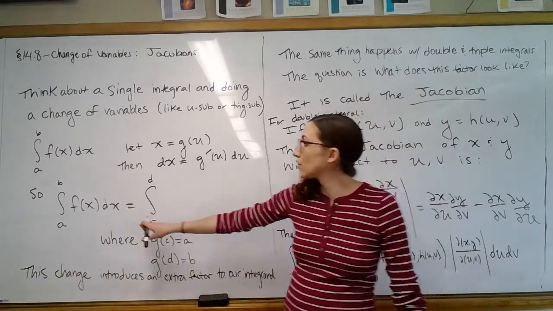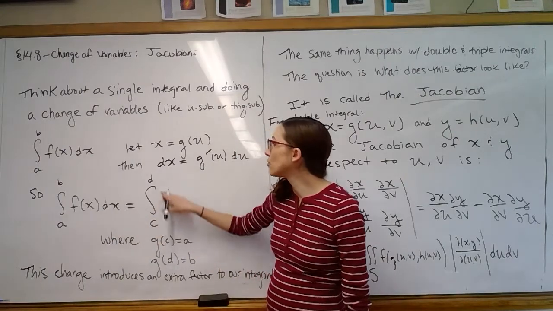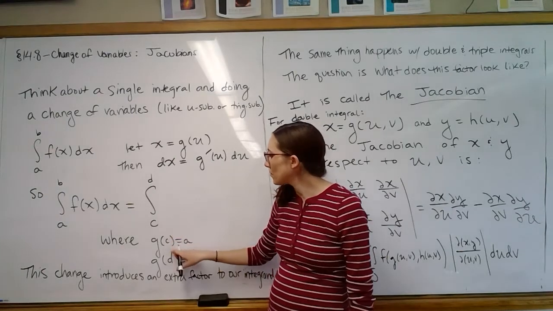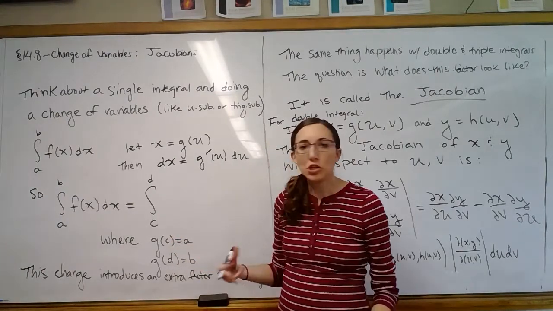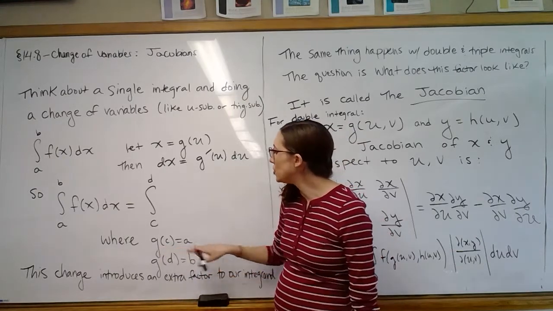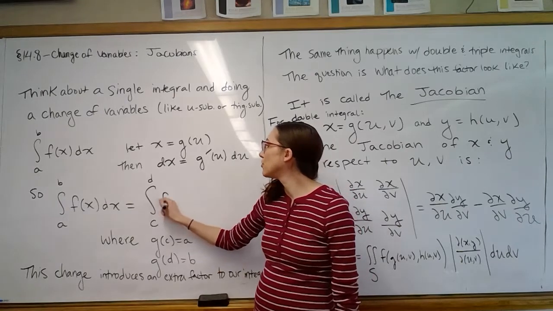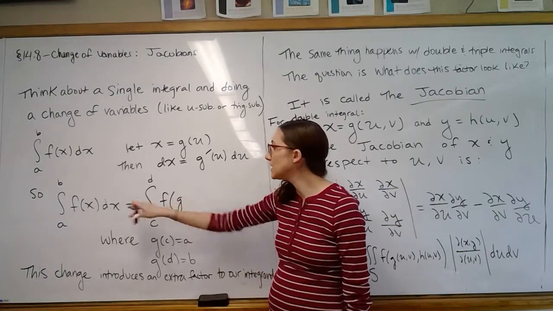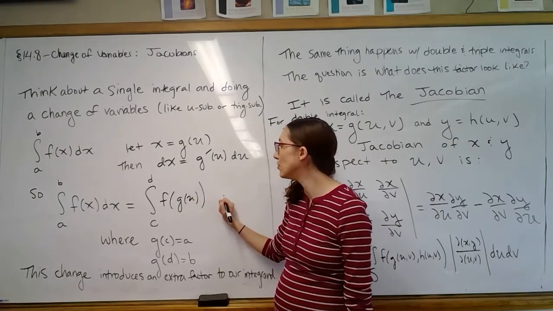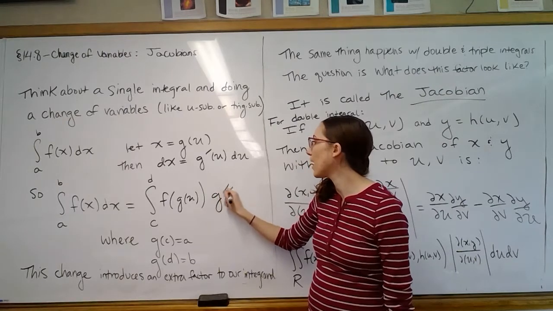So the integral from a to b of f of x dx becomes the integral where we change the bounds to something like c to d, where those bounds came from using the function to figure out how to make g equal to a and how to make g equal to b. And then we replace all the x's with the function, so f of g of u, but then we replace dx with the entire expression, g prime of u du.